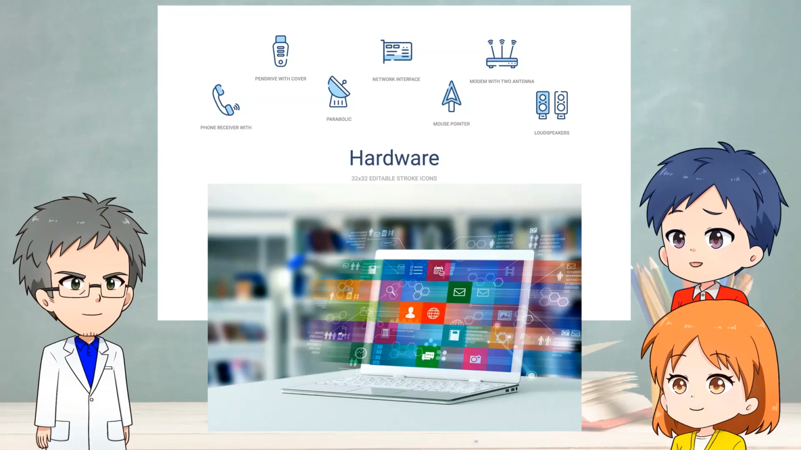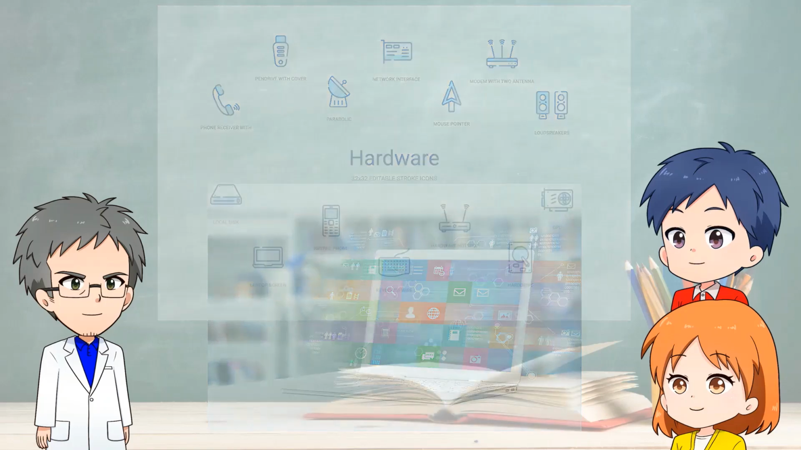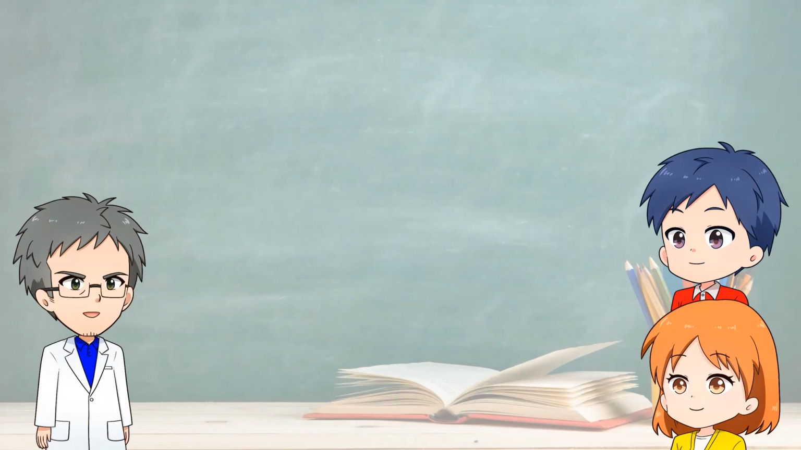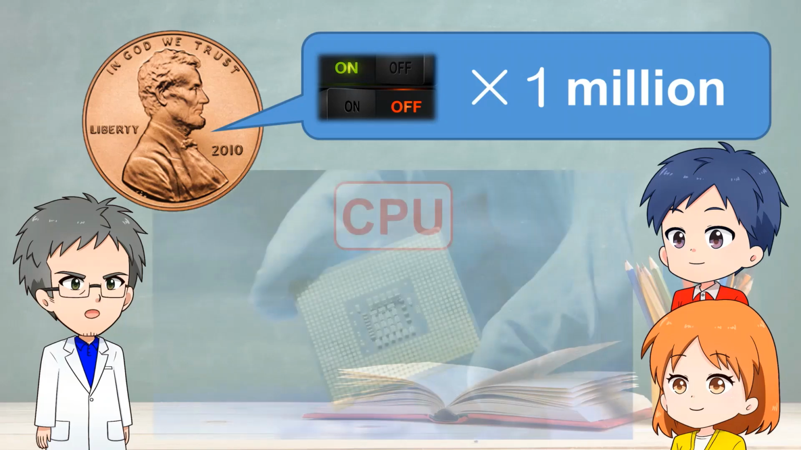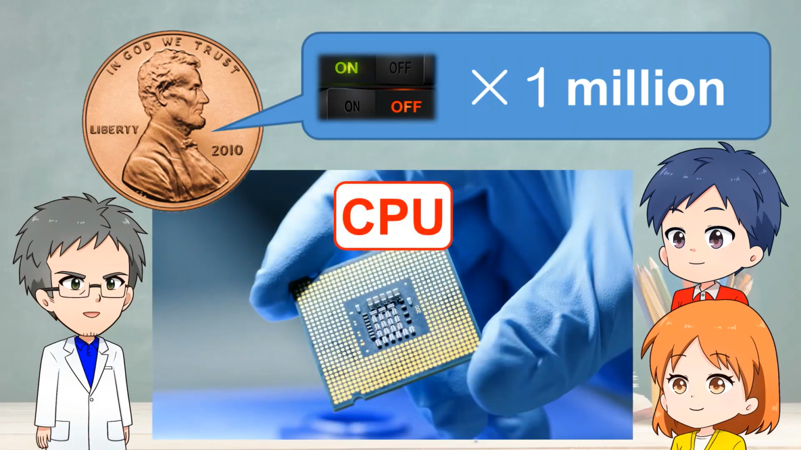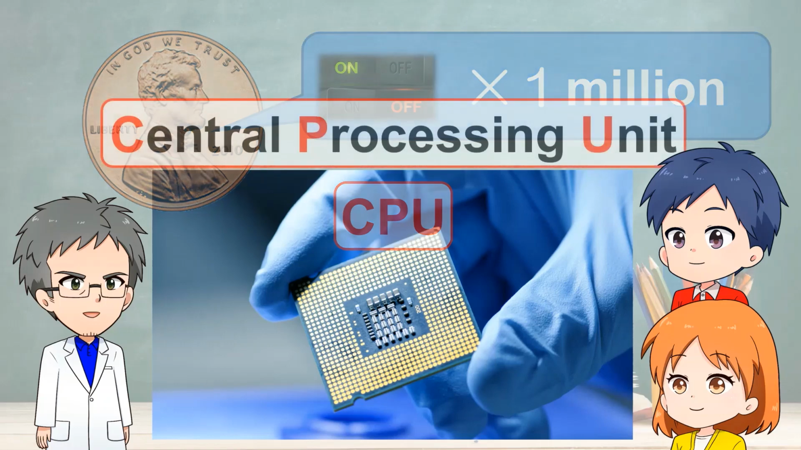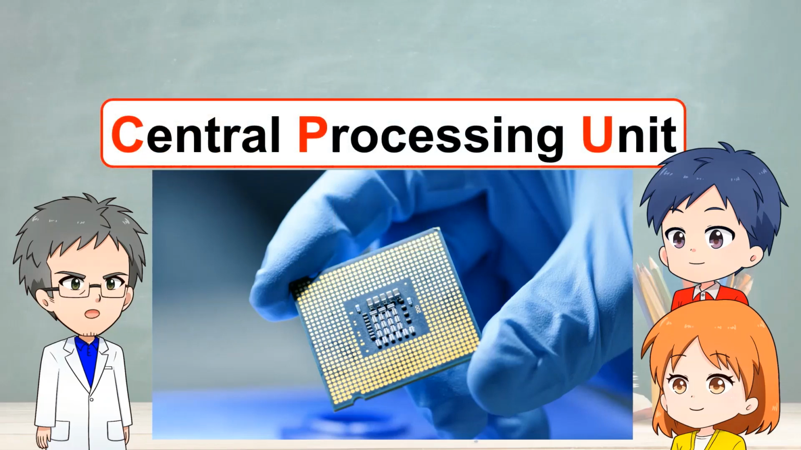Okay, I'll listen carefully. In Chapter 2, we talked about how computers are made of many switches. I was surprised that there are more than 1 million mounted within the size of a 1-cent coin. This piece, the size of a 1-cent coin, is the CPU, the most important computer component. CPU stands for Central Processing Unit. Humans have been making the CPUs more and more high performance so we can make calculations faster.